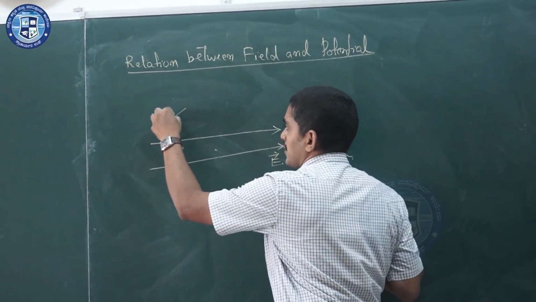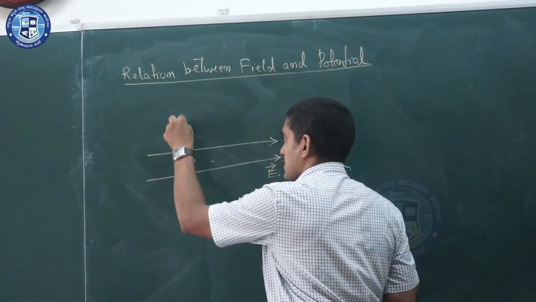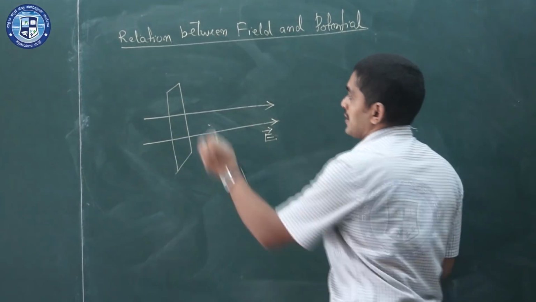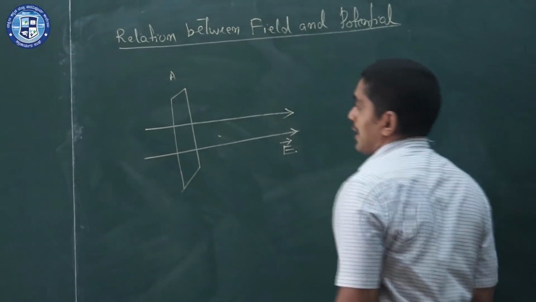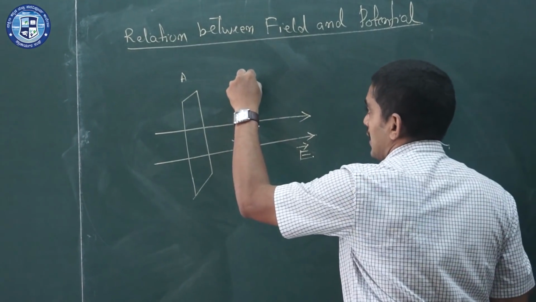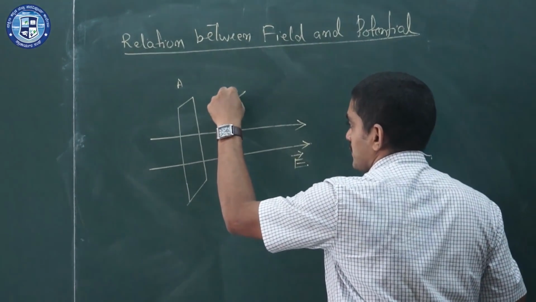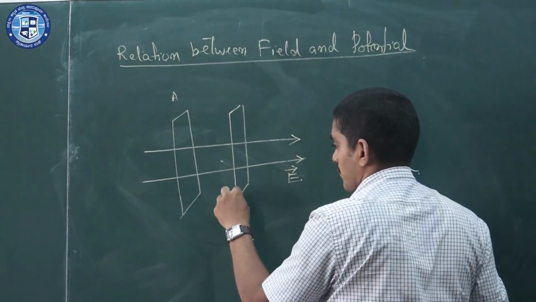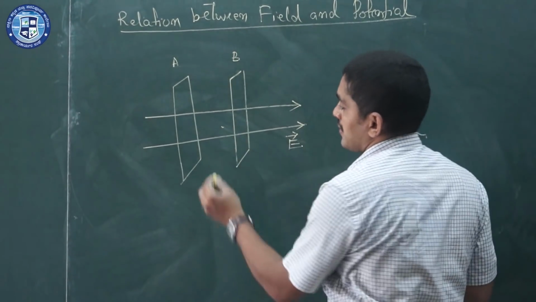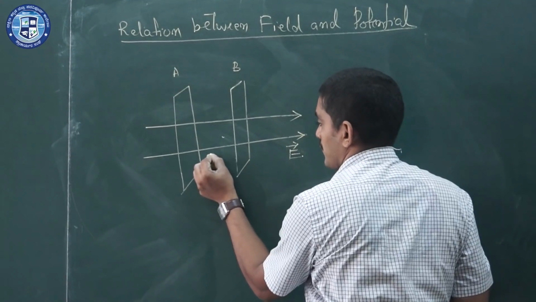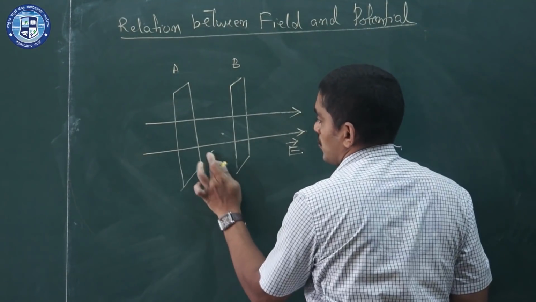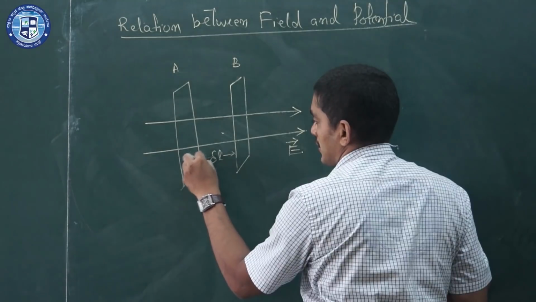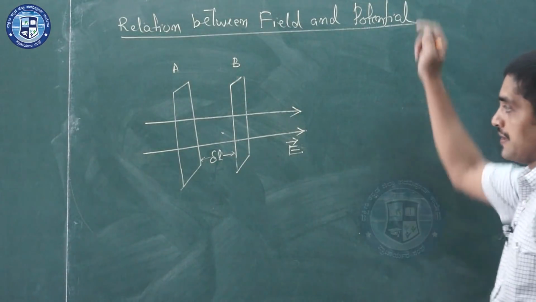Now, let us consider two equipotential surfaces. Since it is a uniform electric field, the equipotential surface will be a plane surface. Let us take this to be surface A, and let us take another equipotential surface, say B. Let us take the distance between the two equipotential surfaces as delta L.